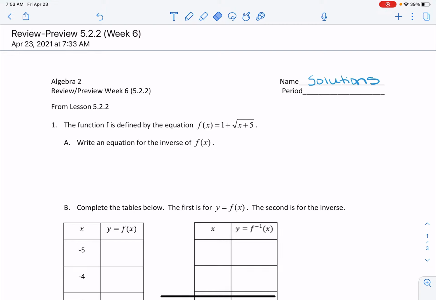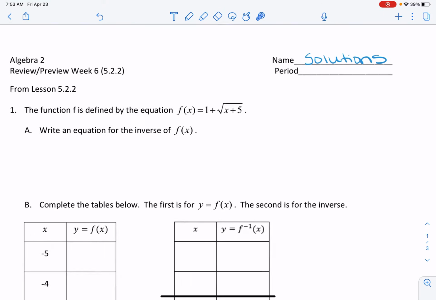We're going to start with number 1, which says the function f is defined by the equation f of x is equal to 1 plus the square root of x plus 5. Part A says to write an equation for the inverse of f of x. There's a couple of ways to do this.